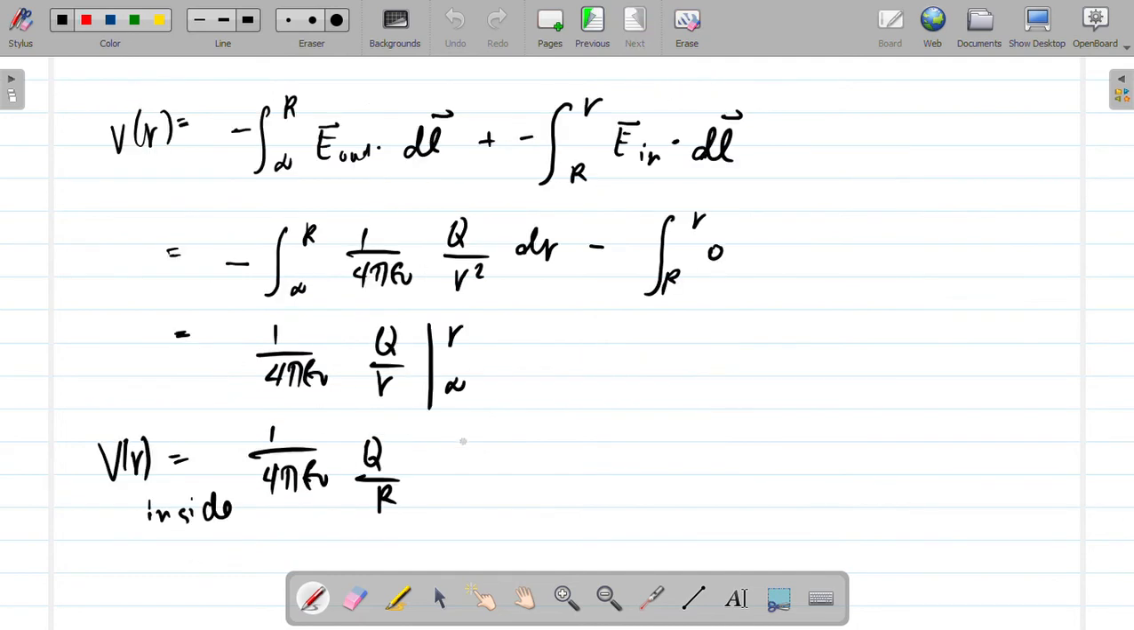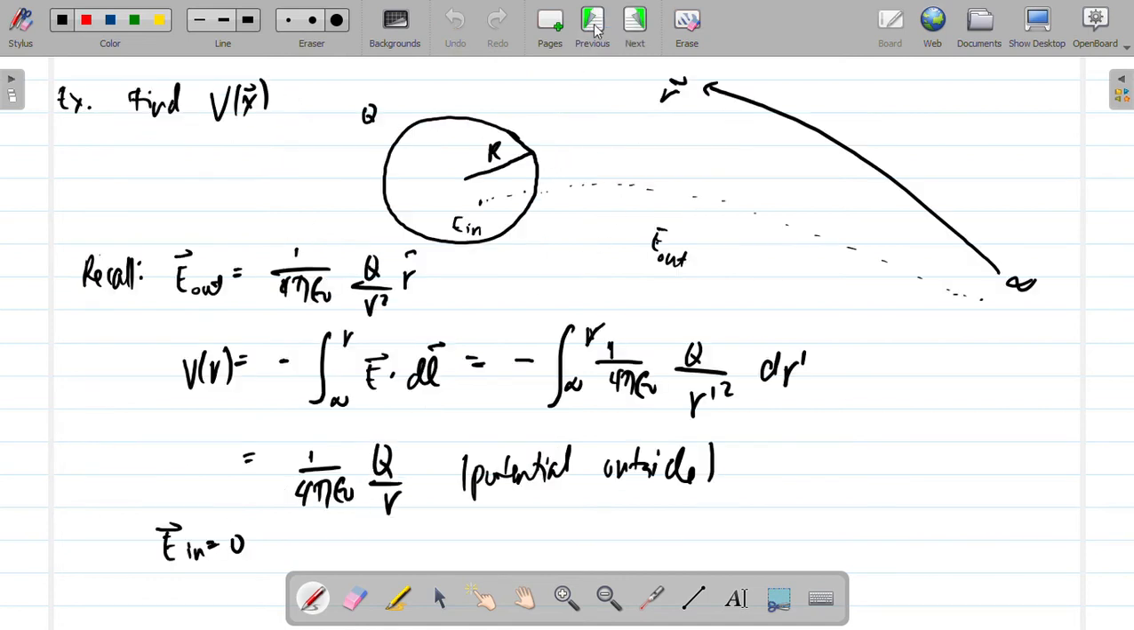Tignan nyo class, di ba E equals negative del V? So, ang electric field inside, kunwari, kunin nyo yung gradient nito. Anong derivative nito? Di ba 0? Tama lang kasi 0 yung electric field talaga inside. Kaya constant yung potential. Okay? So, tandaan nyo, kapag constant ang potential, 0 ang electric field.